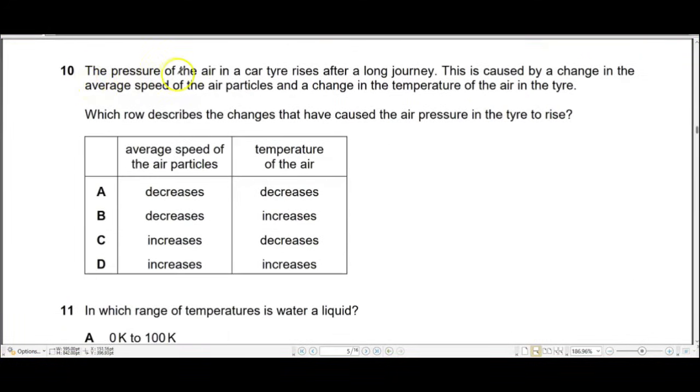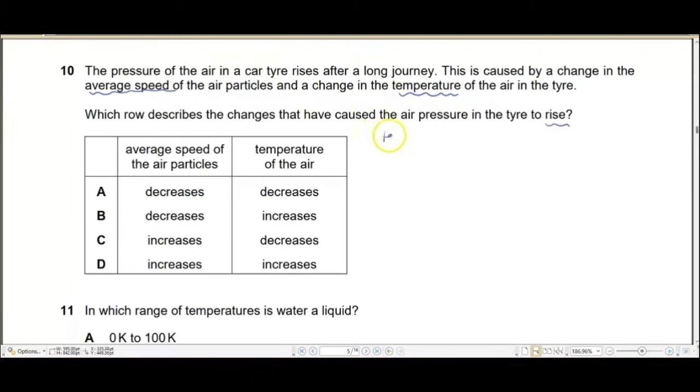Question number 10. The pressure of the air in a car tire rises after a long journey. This is caused by the change in the average speed of the air particles and a change in the temperature of the air in the tire. Which row describes the changes that have caused the air pressure in the tire to rise? Okay, now we have been given two entities, one is the average speed of the air particles and the other is the change in the temperature.